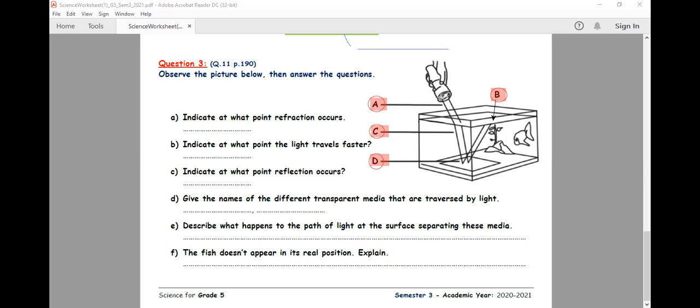Excellent. Bravo. So light is moving between the air and the water. So the two transparent media are air and water. Okay? So light moves between air and water.